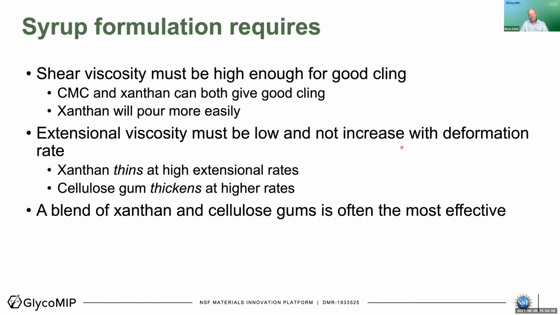So if we're going to formulate a syrup that requires that we have the viscosity high enough for good cling, we can do that with either gum, but the xanthan's going to pour more easily. But we need to control this extensional viscosity, and we need something that thins at high extension rates and doesn't thicken. And a lot of times, if you look on the label, you'll see these things use both xanthan and CMC.